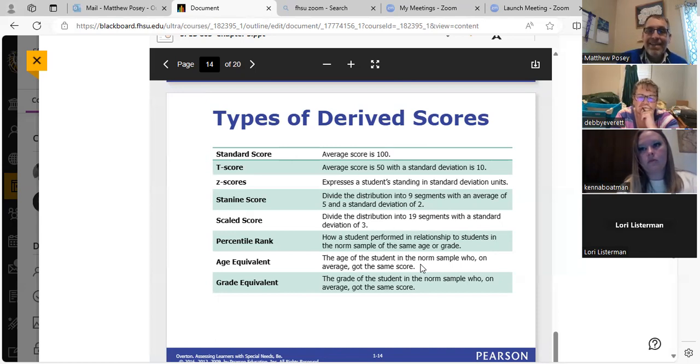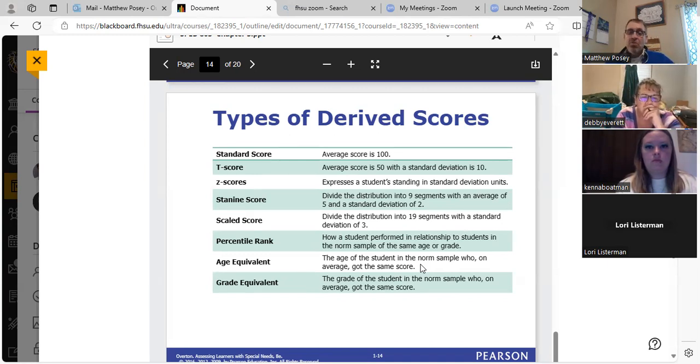When we look at a T score, 50 is average. So if we had the bell curve, the mean, median right there in the middle, it's 50. And the standard deviation is 10. Then we have Z scores and Stanine scores. We have a scaled score, percentile rank. That's how the student performed in relationship to students in the norm sample of the same major group.